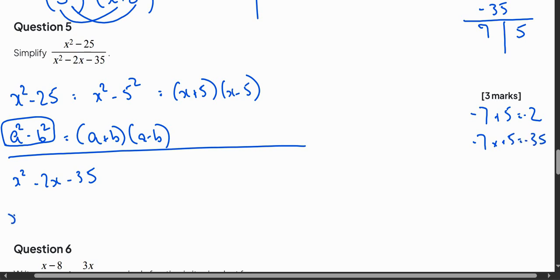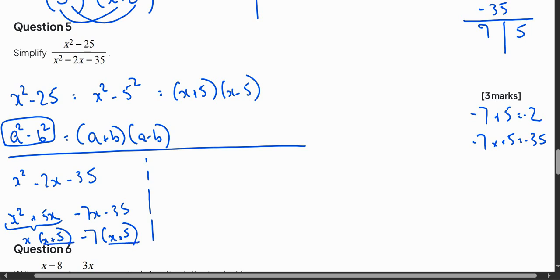So this becomes x square plus 5x minus 7x minus 35. Take x as common. This becomes x plus 5. Take minus 7 as common. This also becomes x plus 5. You will take x plus 5 and x plus 5 as common, and you will write x and minus 7 over here.